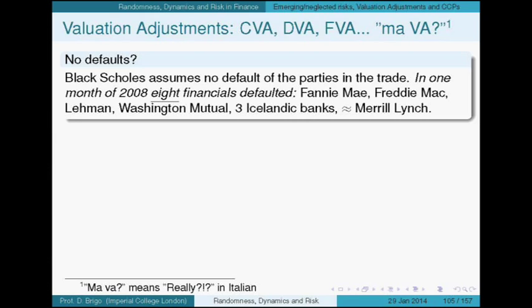For example, the basic Black-Scholes theory assumes there is no credit risk, no default, as I said earlier. But in one month of 2008, we had eight financial events, defaults: Fannie Mae, Freddie Mac, Lehman Brothers, Washington Mutual, the three Icelandic banks, and in a way also Merrill Lynch. It didn't technically default, but it was helped considerably by the merger with Bank of America following pressure from government. So overall, eight credit events of important mainstream financial institutions in one month show clearly that the assumption of no default risk, especially for financial institutions, is not tenable.